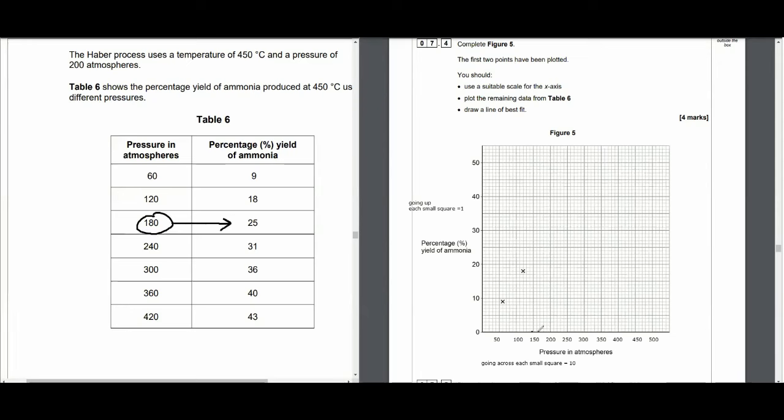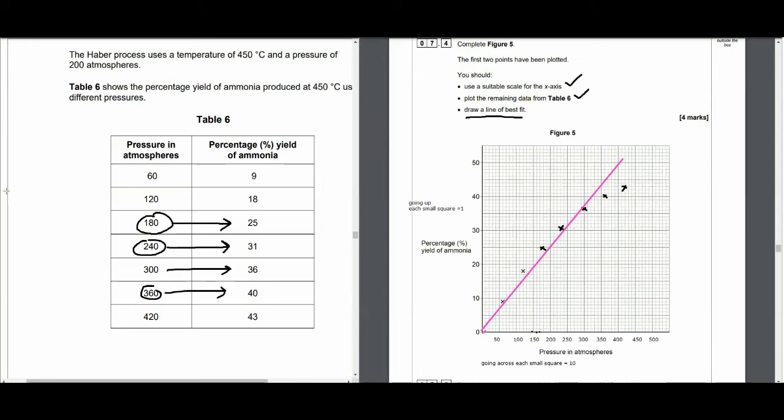So we start at 180 because the first two were done for us, and we go to 25. So 180 along the bottom, 25 up on the y-axis, and we put our x there. The next point to plot is 240 on our x-axis along the bottom, and we go to 31 up the side. And then we want to go 300 along the bottom, and we want to go to 36 up the side and put an x. And then 360 and 40. And we start to get a little bit of a curvature occurring here. It's not quite as straight as I would like. And we then get 420 and 43.